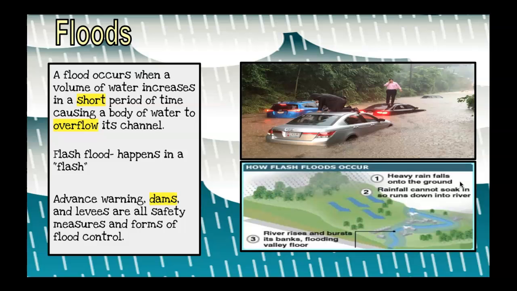A flash flood is whenever the flood happens in a flash, so too much rain dumped in a really short amount of time. Things we have put into place to help prevent damage from floods is we have advanced warning, so technology that lets us know ahead of time when to expect this kind of stuff. We also have dams and levees, which are all safety measures that are put into place to control flooding, so to prevent that excess water from flooding over.